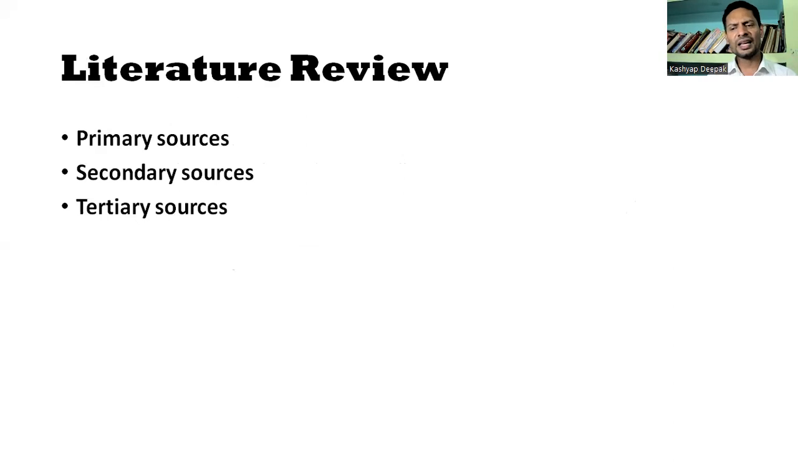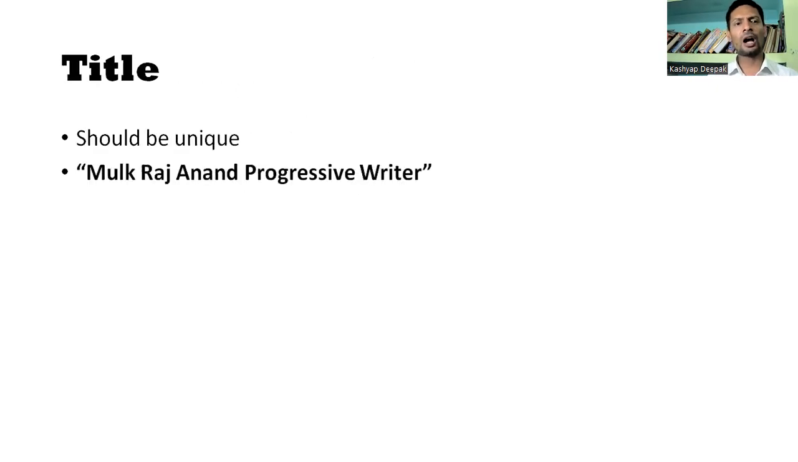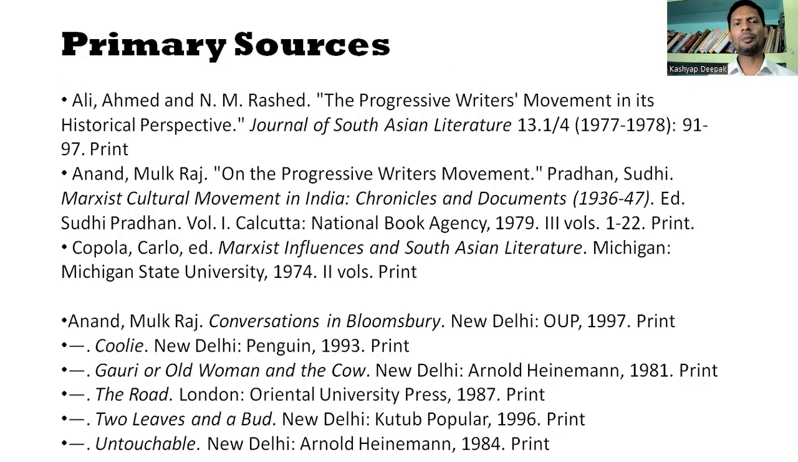So the next important thing is the literature review. When you are going to work on a topic, you need some books. These are primary sources, secondary sources, tertiary sources. And now I will review the literature on the basis of our title, that is Mulk Raj Anand's idea as a progressive writer.